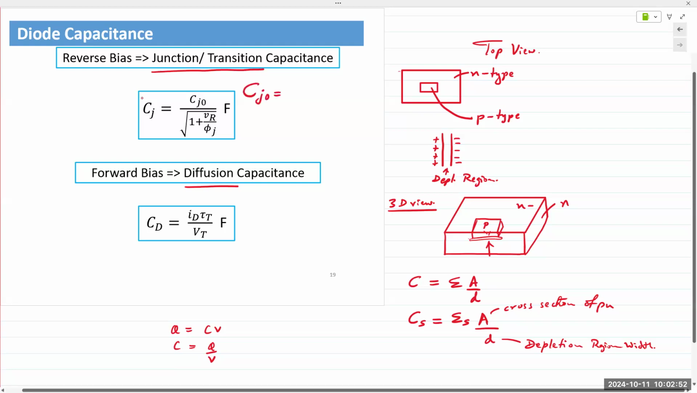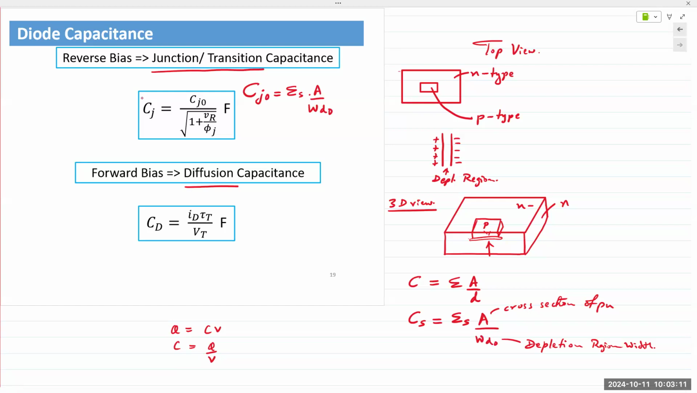Cj0 is the equation I wrote down on the right. It would be epsilon S times A over WD0. Actually, let me remove this D here and write down WD0, the depletion region width. The book rearranges these terms a little bit differently, but it's still the exact same equation. I like this explanation better. Capacitance is epsilon A over D, and so there's no need to separate it out. Cj0 divided by the square root.